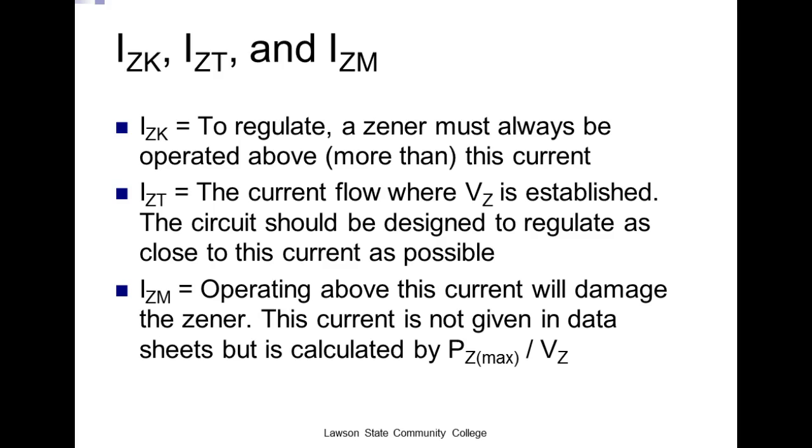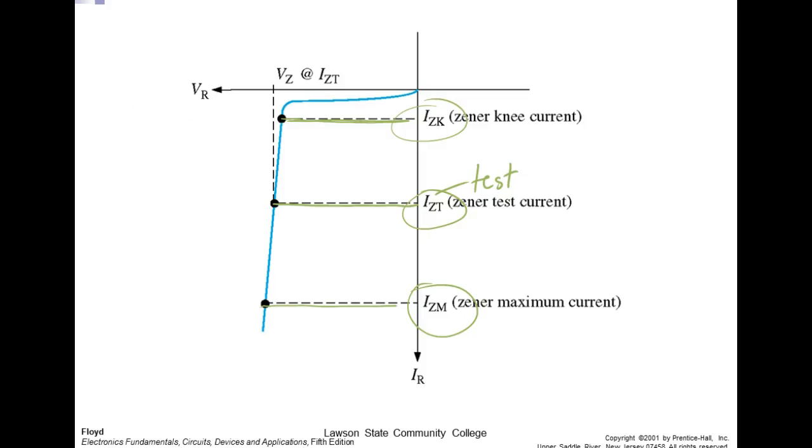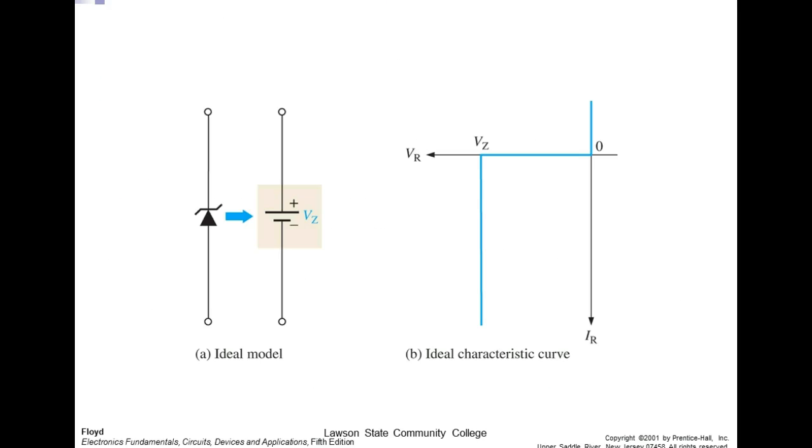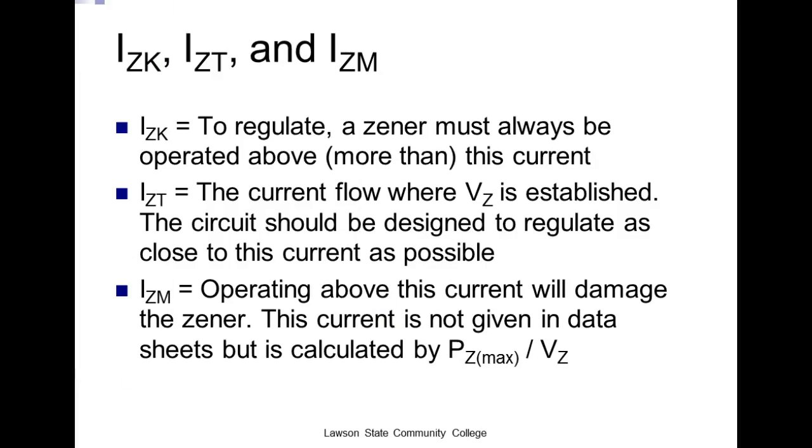To regulate, a Zener must always operate above the IZK current. A lot of people get confused because when you look at the diagram, you say this is down, but this is current going up. So when we say we need to operate it above the knee, we're talking about more current than IZK. So let's always operate above IZK.